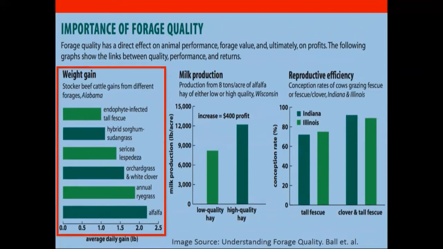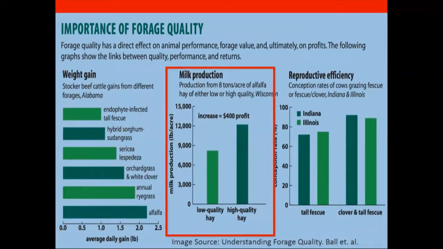This first graph here is showing you weight gain of stocker cattle. This was a study done in Alabama. You can see that when fed endophyte infected tall fescue, which is a little bit lower quality forage, your average daily gains are going to be around 1 pound per day. But if you start feeding them annual ryegrass and alfalfa, your average daily gains are going to increase because it's a higher quality forage, especially with alfalfa. Since it's a legume, it's going to have high crude protein. Your average daily gains are going to be 2 to 2.5 pounds per day.